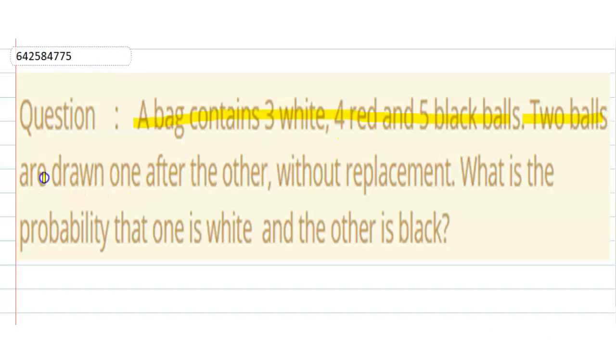A bag contains 3 white, 4 red, and 5 black balls. 2 balls are drawn one after the other without replacement. What is the probability that one is white and the other is black?